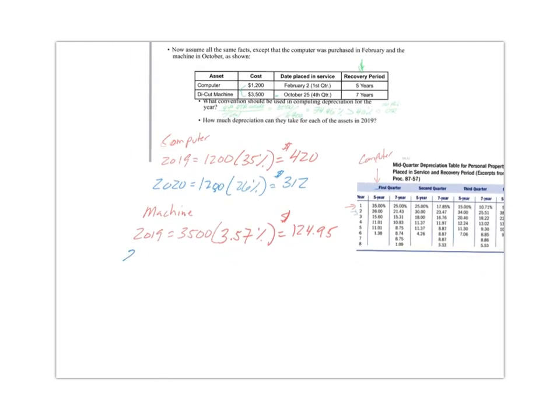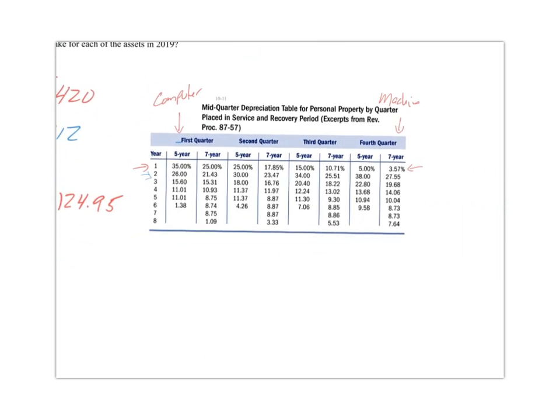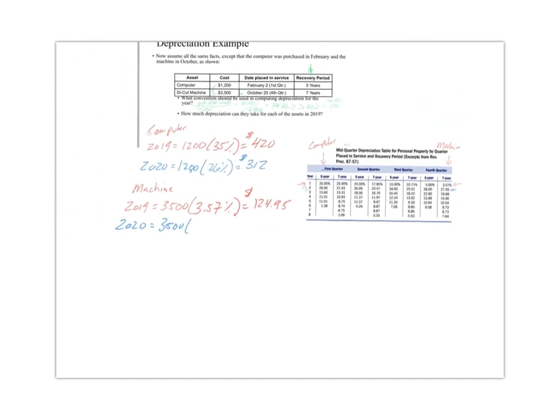And so now we can do year 2 for our machine. And so year 2 is 2020. Still the same initial cost. Now we got to find our percent for year 2. Our percent for year 2, as we can see, is much larger, 27.55, and that makes sense because it's in service for all of year 2. So 27.55%, and we have $964.25 of depreciation for the machine.